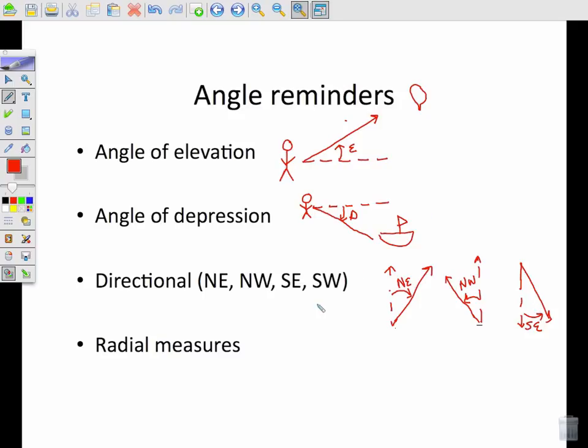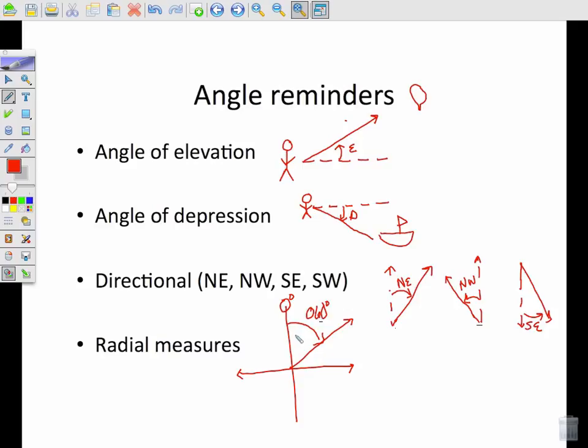And radial measures start at the 90-degree mark, which actually this is going to be 0 degrees. And it rotates clockwise in this direction. So here's an example of radial degrees would be 060 degrees. They use 3 decimal places, 3 place values in order to represent the angle.